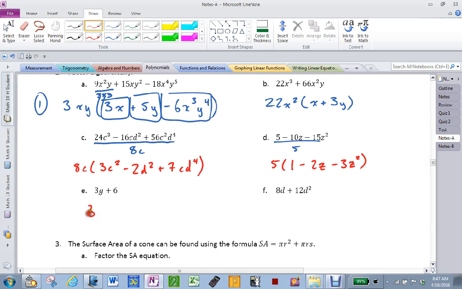This one, 3g plus 2. And this one, what is it? 4d, 2 plus 3d. Cool? 1 mark for everything.